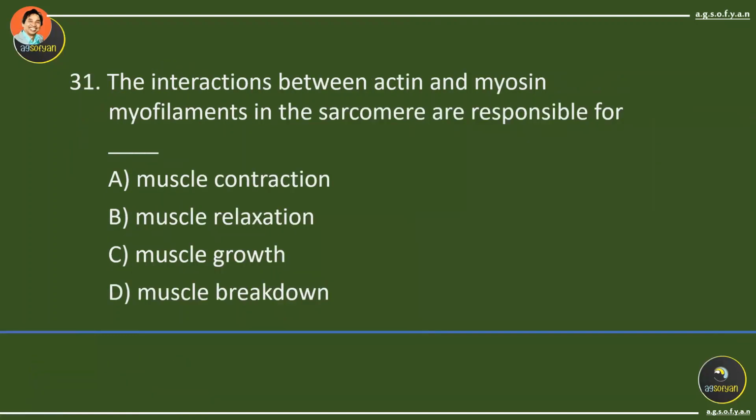The interaction between actin and myofilaments in the sarcomeres is responsible for A, B, C, or D. Of course, C and D will be incorrect, so the question is between these two. And remember, the sliding of actin and myosin will give the muscle contraction.